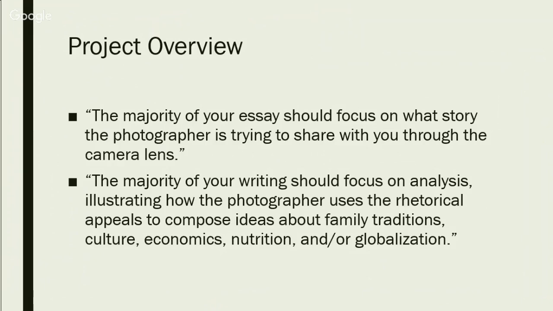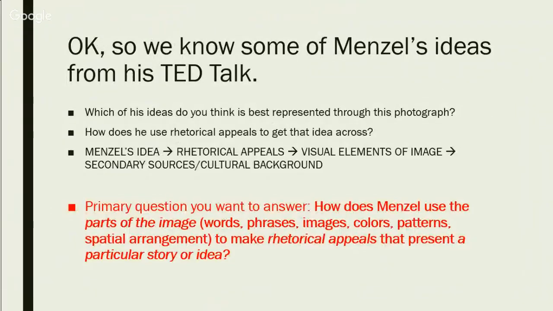So basically, we know some of Menzel's ideas from his TED Talk. The primary question you want to answer is, how does Menzel use parts of the image, so words, phrases, images, colors, patterns, spatial arrangement, to make rhetorical appeals that present a particular story or idea? This is your main idea. This is kind of like your thesis statement. So you are saying Menzel has composed the image in such a way as to make logos, pathos, and ethos appeals in order to get to a certain point or tell a certain story.